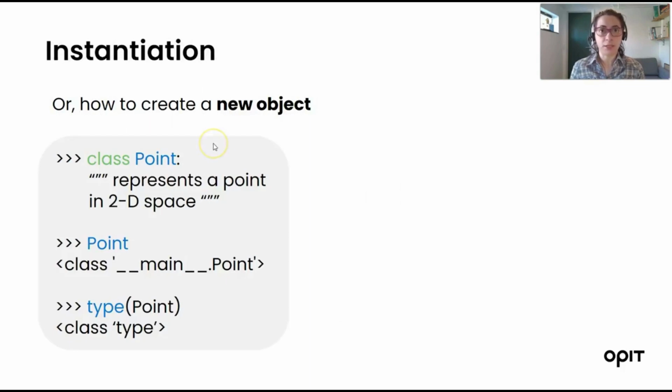How can you create a new object of that class? This is also known as instantiating a new object. So here we have the class we defined.